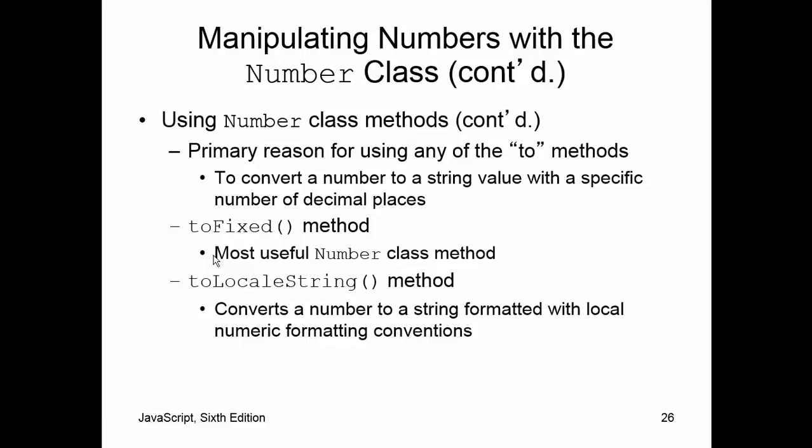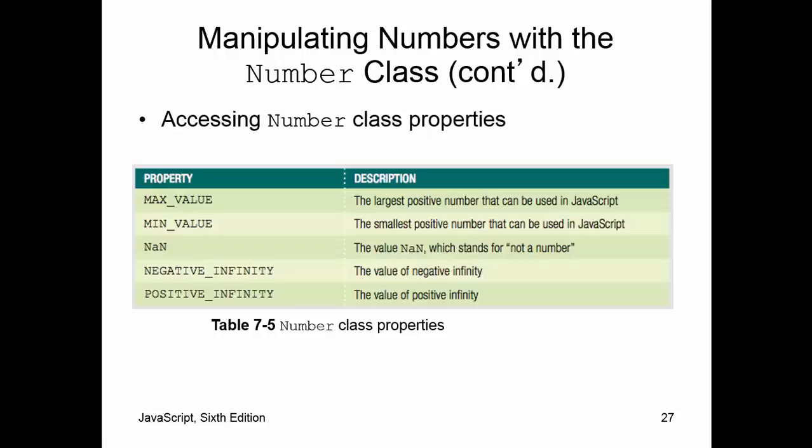There are other ones. Again, the primary reason it says for using any of these is to convert from a string to a number or a number to a string. Other things, some class properties for the number class. Max value is the largest positive number that you can use. Min value is the smallest number you can possibly use. You know NaN is not a number. And you can have infinity, either on the negative or on the positive side.